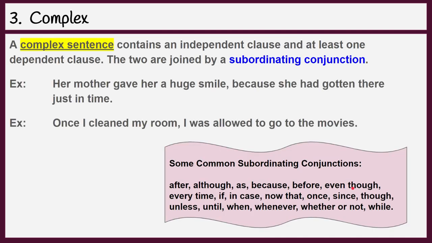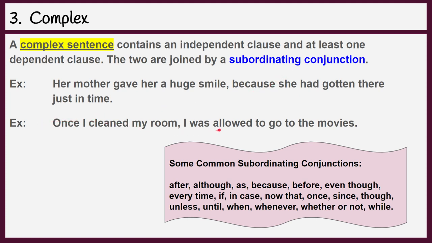Complex sentences. These are an independent clause and at least one dependent clause, and they're joined by a subordinating conjunction. So subordinating conjunctions, if you remember, are at the beginning of subordinate clauses, which is the same thing as a dependent clause. So, her mother gave her a huge smile because she had gotten there just in time. Because is our subordinating conjunction.